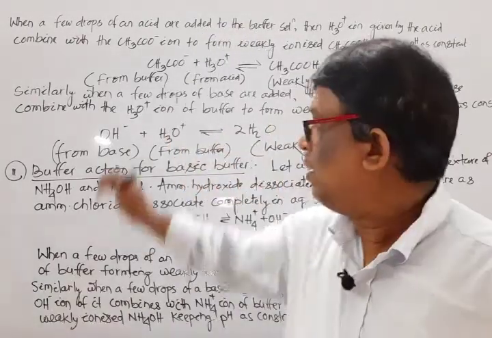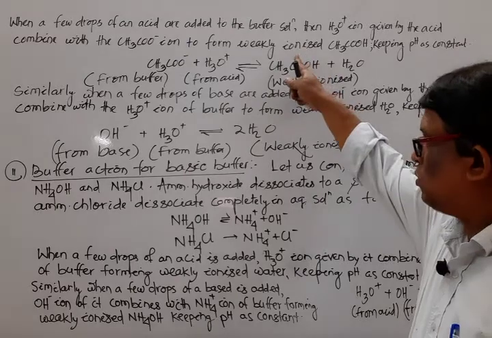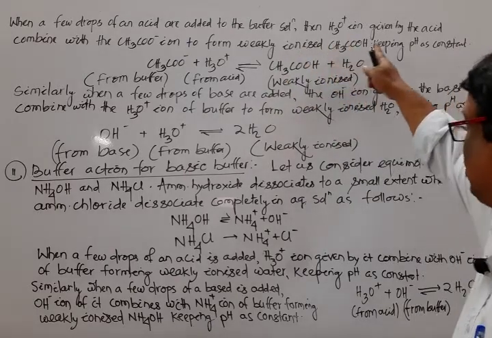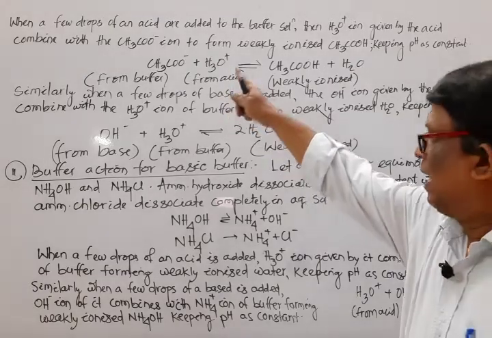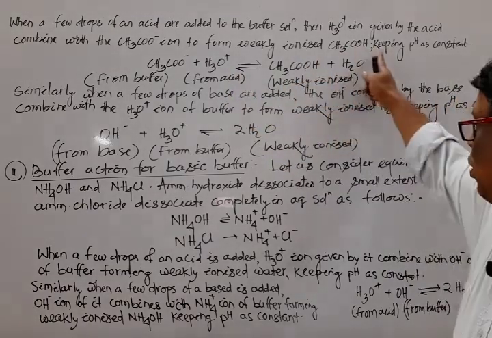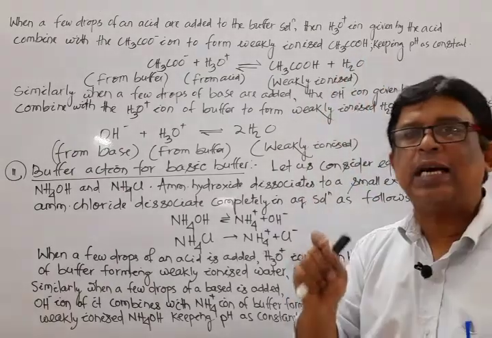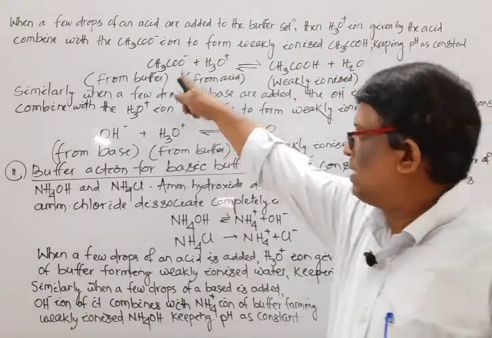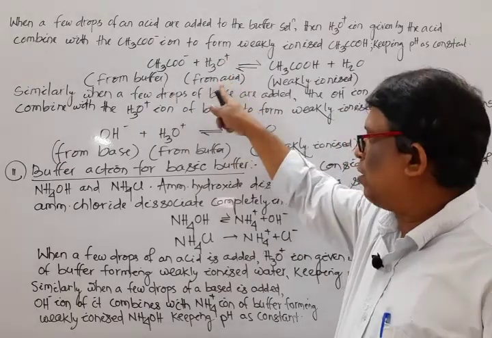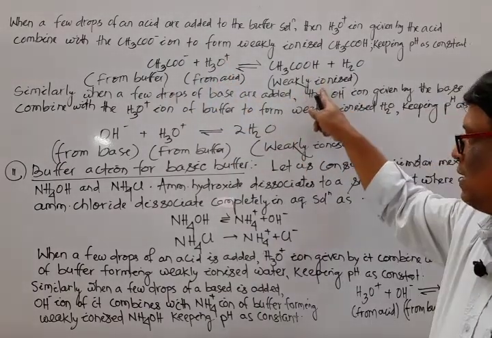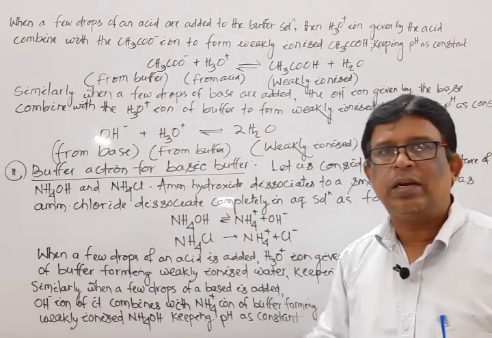Mark that when a few drops of an acid are added to the buffer solution, then the H3O plus ion given by the acid combines with the acetate ion of the buffer, forming weakly ionized acetic acid, keeping pH constant. Mark that. Acetate ion from the buffer, H plus or H3O plus ion from the acid, forming acetic acid which is weakly ionized, keeping pH constant.